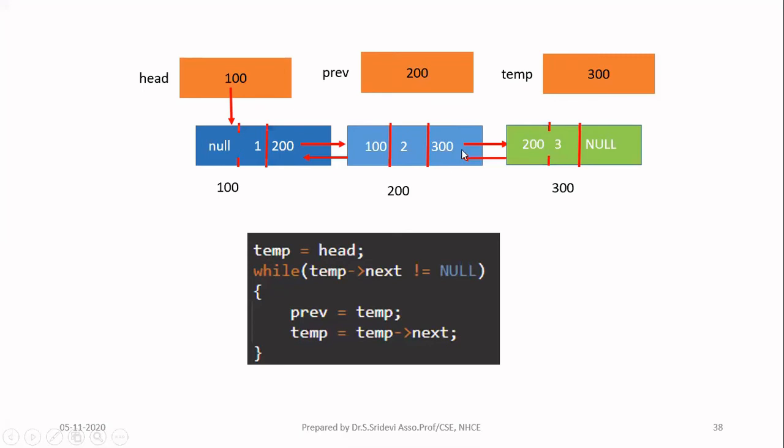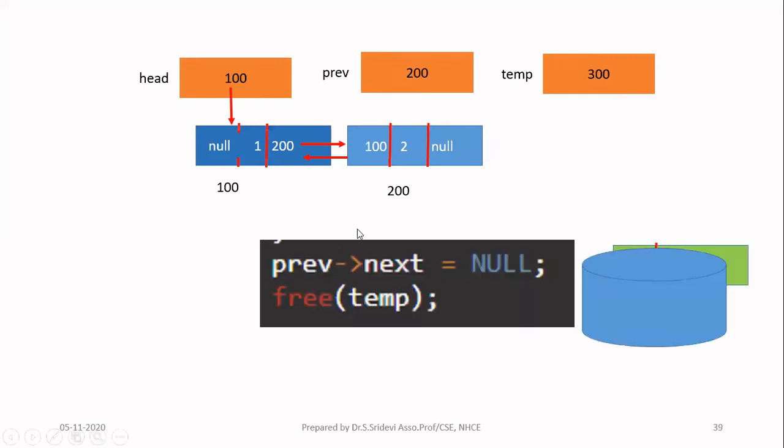So what is that updation? Here, instead of 300, you have to store null. So where I have to store null? In the next field of 200. So 200 is available in previous. In the next field of previous, you have to store null. So that I am writing here: in the next field of previous, I am storing null. That means this will be done. Another pointer I am not going to change, because temp is returned to the free storage. So I am writing free of temp.